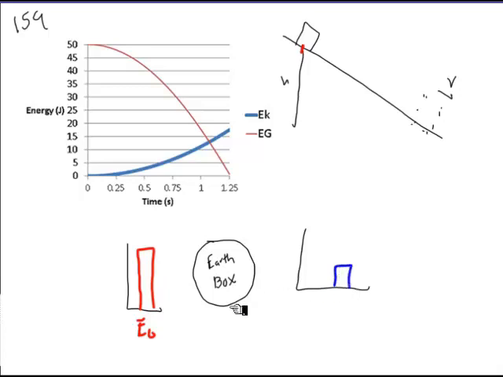But it's not as much, right? This is not as much as this. We're talking about 17.5 joules compared to 50 joules. So it doesn't add up, right? We don't have the same energy in the beginning as we do in the end. And so where'd that energy go? Can't just disappear. It means energy had to leave the system by some mechanism. Well, what was the mechanism?